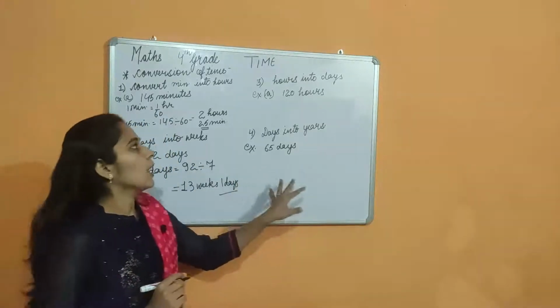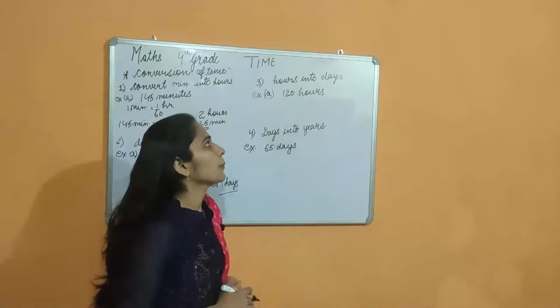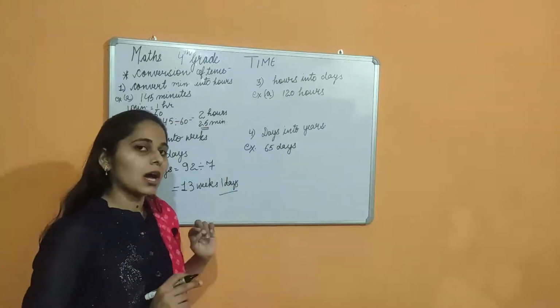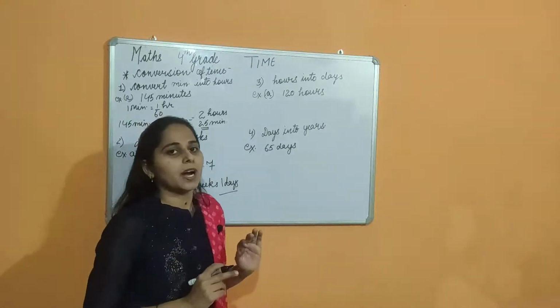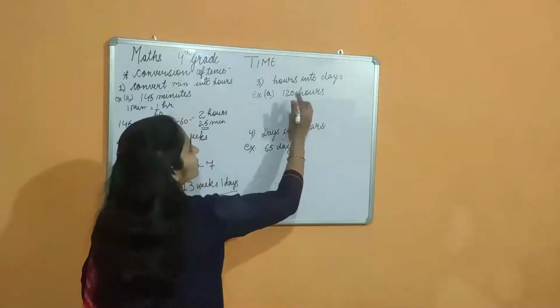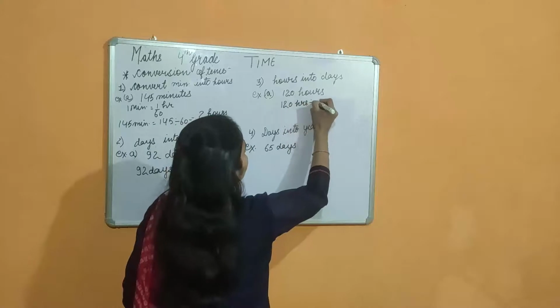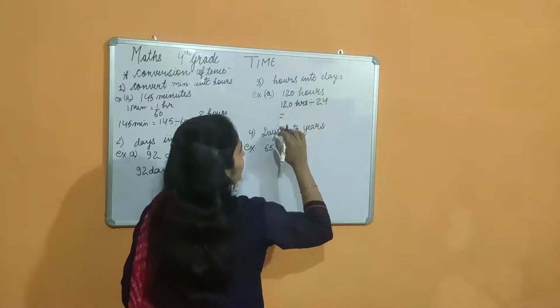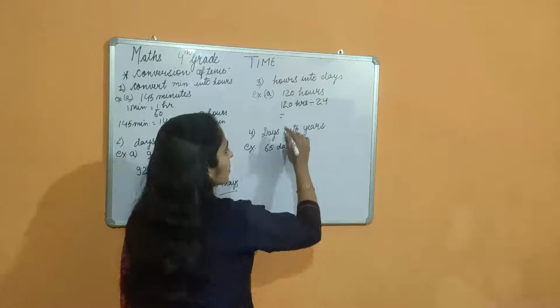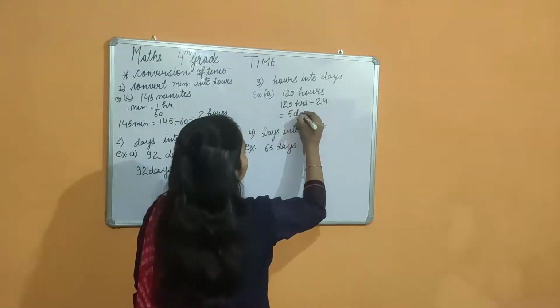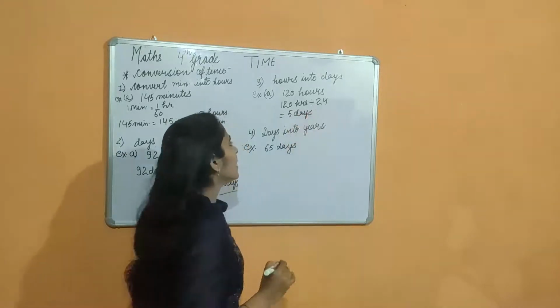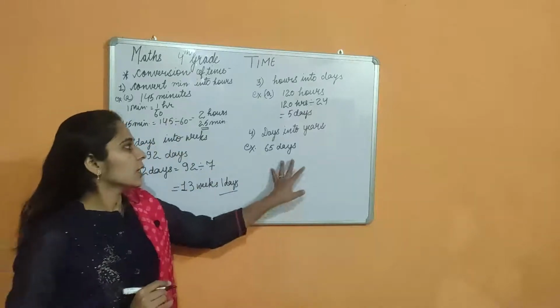Okay, now hours into days. As we know, 1 day is equal to 24 hours, so 1 hour is the 1 by 24th part of a day. So 120 hours will equal 120 divided by how many? 24. When we divide this by 24, what would be the answer? 5 days.